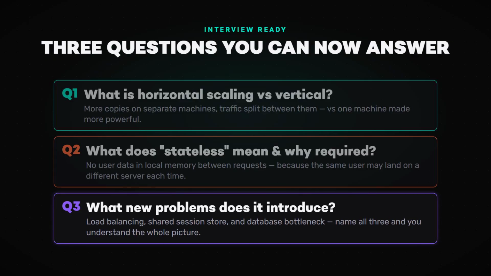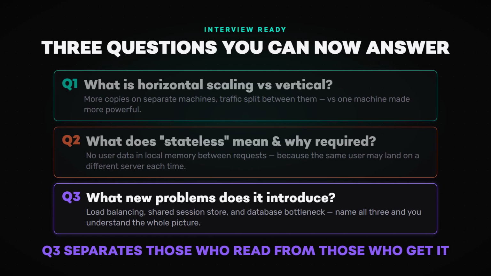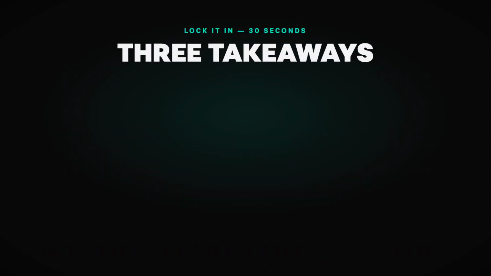If one server holds user state that another server cannot see, your system breaks. Question 3. What new problems does horizontal scaling introduce? Three main ones. First, you need a load balancer to direct the traffic. Second, session state cannot live on individual servers. It needs a shared store. Third, a single database can become a bottleneck when many servers write to it simultaneously. Each of these has a solution, and knowing all three shows you understand the whole picture. That third question separates candidates who have read about scaling from candidates who have actually thought it through.